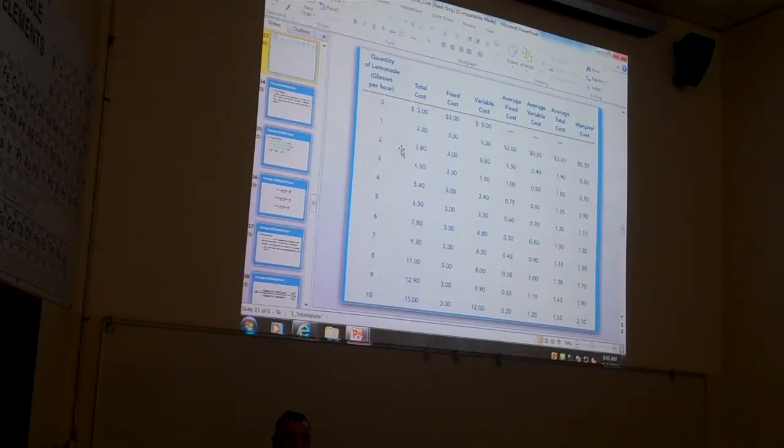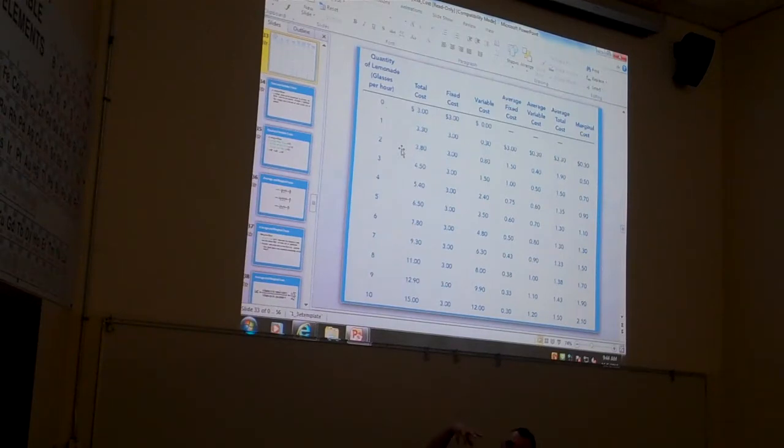All right, and then lastly, marginal cost. Define that real fast. What's marginal cost? Cost of making one more unit. Okay, cost to make one more unit. Is the marginal cost and the average variable cost the same? No. Which, according to this graph, is rising faster? Marginal cost. So marginal cost rises more quickly than average variable cost. Average variable cost is going 30, 40, 50, 60, whereas the marginal cost is going in increments of 20 cents, so it's going 30, 50, 70, et cetera.